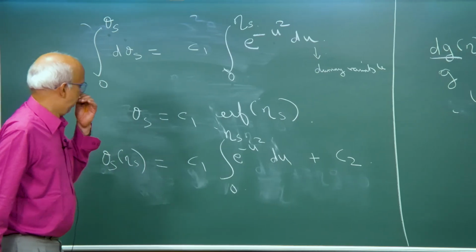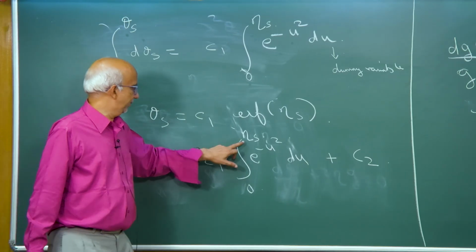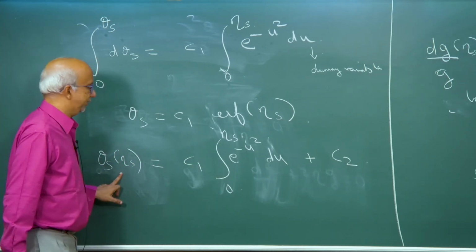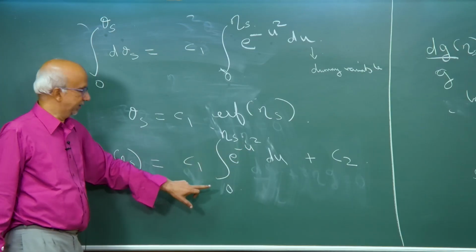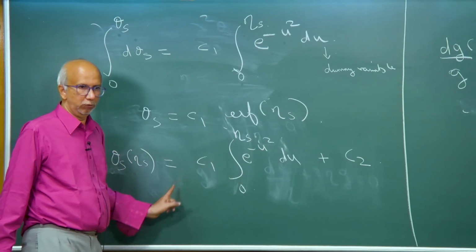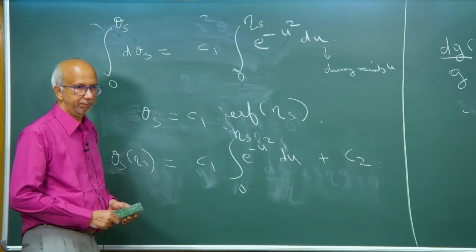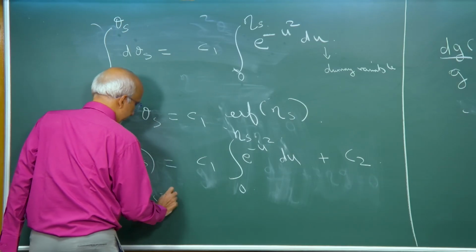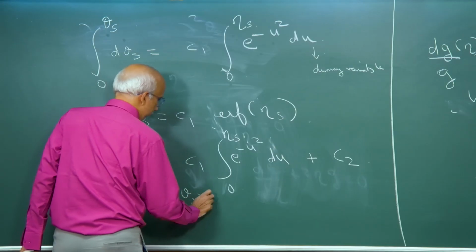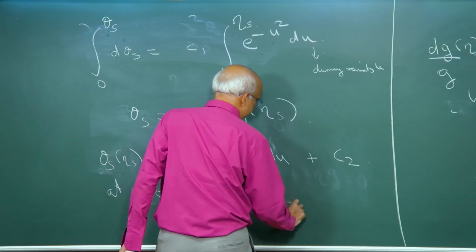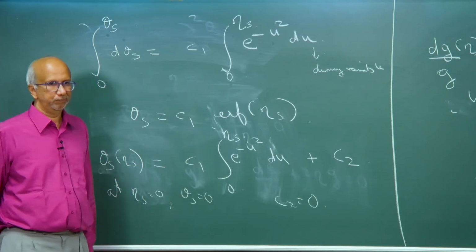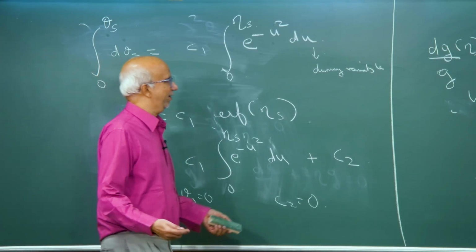Okay. So, this upper limit is theta s, and now I can substitute eta s equal to 0. This integral becomes 0, I will get C2 equal to 0, I get back what I got earlier. At eta s equal to 0, theta s is 0, so I get C2 equal to 0, and I will get back the same thing. Anyway, whichever way you want, you can do it.